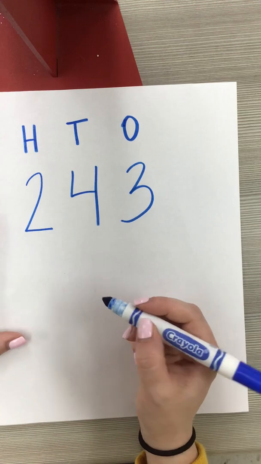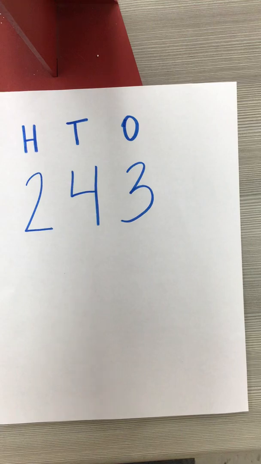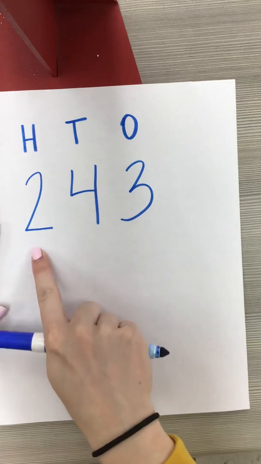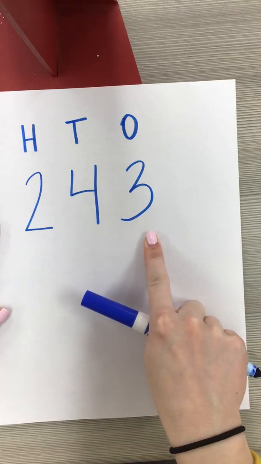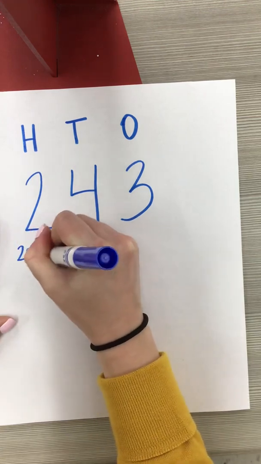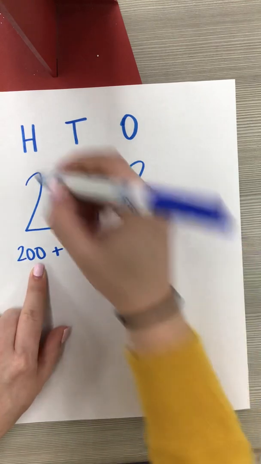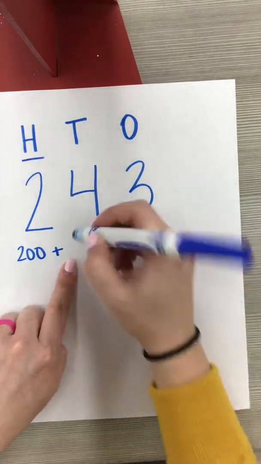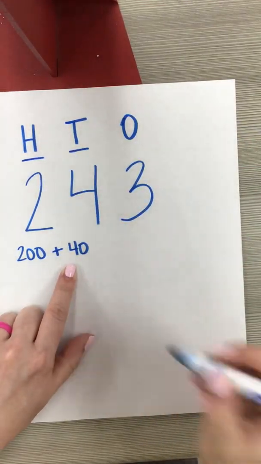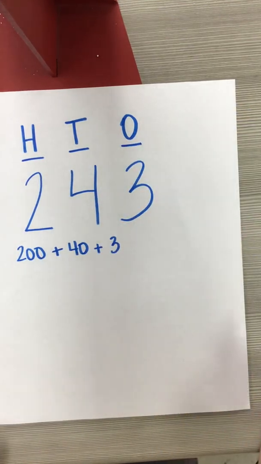When we do expanded form, we are stretching out that number. Focused right here. We are stretching out this number. Read this number to me. 243. What is it? 243. If I'm doing expanded form, I have 2 in the hundreds place, right? Plus 40 because I'm in the tens place, and I have 3 in the ones place.